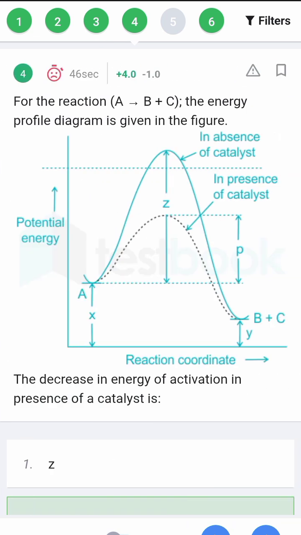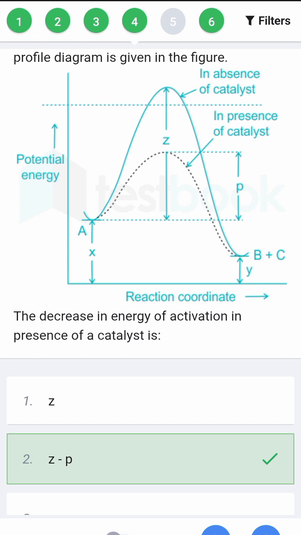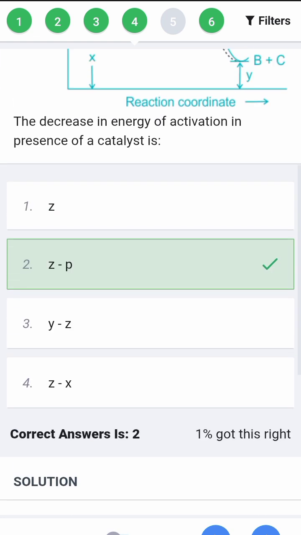For the reaction A to form B plus C, the energy profile diagram is given in the figure. The decrease in energy of activation in the presence of catalyst is? So the whole total energy Z minus P is the decrease in energy of activation in the presence of catalyst. So the second is the correct option.